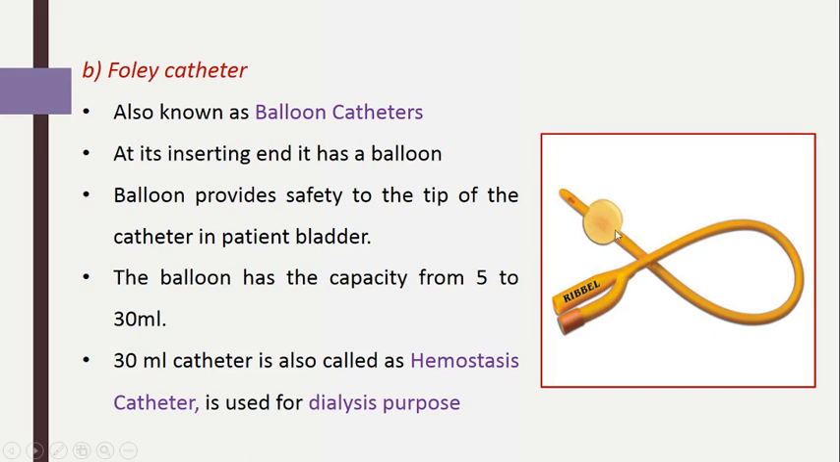The balloon has a capacity from 5 to 30 ml, and the 30 ml catheter is also called a hemostatic catheter. This Foley's catheter or balloon catheter is used for dialysis purposes also. These are the two types of catheter, that is rubber catheter and the Foley catheter. These catheters are mainly used to collect the urine in case of unwalkable and unconscious patients.